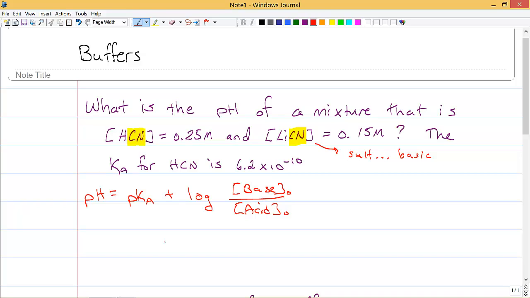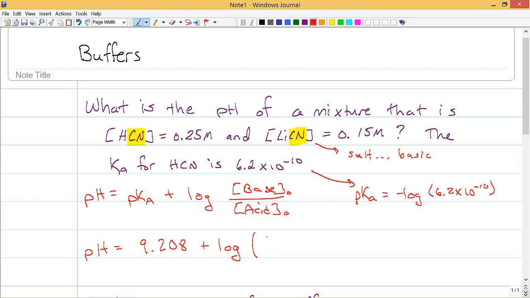We're given the Ka as 6.2 times 10 to the minus 10th, so the pKa is equal to the minus log of that number, 6.2 times 10 to the minus 10th. So I can start to set this whole problem up as pH is equal to 9.208. I'll keep an extra digit for now, plus the log of this ratio here of 0.15 molar divided by 0.25 molar. So if I do that mathematics right now, I get 9.208 minus 0.222. If I put that all together, my pH is 8.99. So that's what my calculator gives me. 8.99 would be the pH.